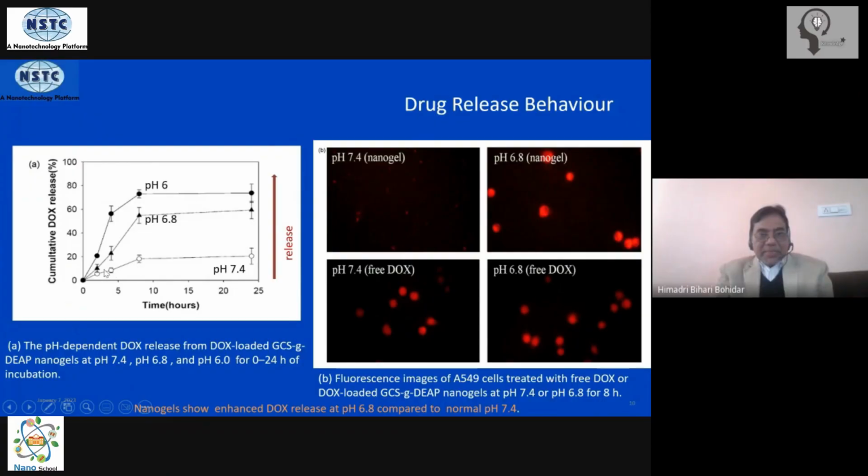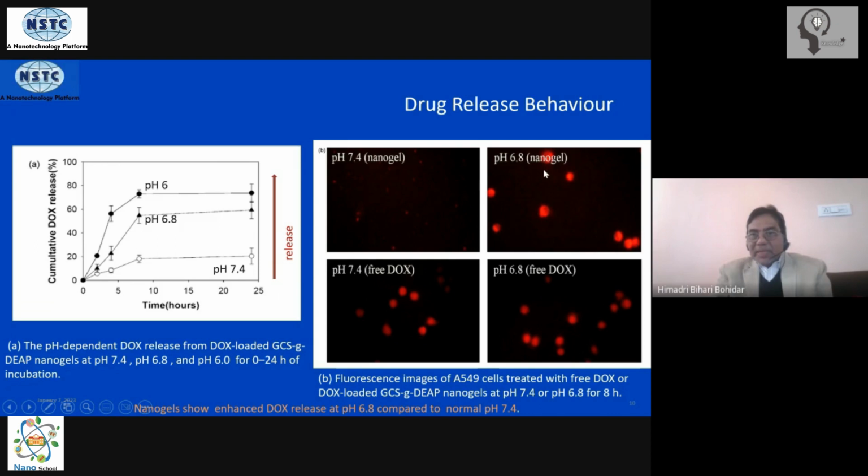With time, you see at pH 7.4, the drug release is quite small, cumulative release, not more than 20%. If you make the environment more and more acidic, the drug release increases drastically. It has gone almost now to 70%, more than 70% here at pH equal to 7. Pictorially, you see the same thing here because DOX also is a fluorescent molecule. It can be imaged very nicely with a fluorescence microscope. At pH 7, at nanogel, there is no release, hardly any release here. But free DOX you see this everywhere.